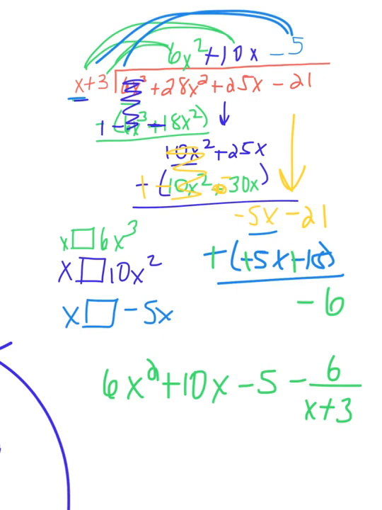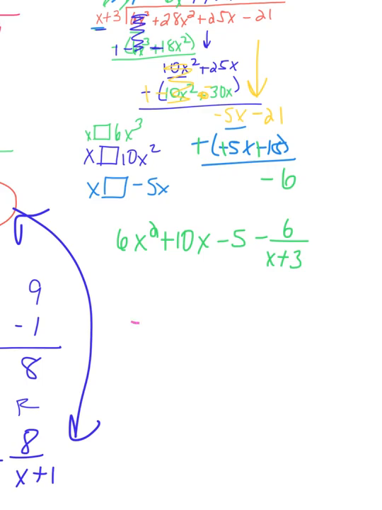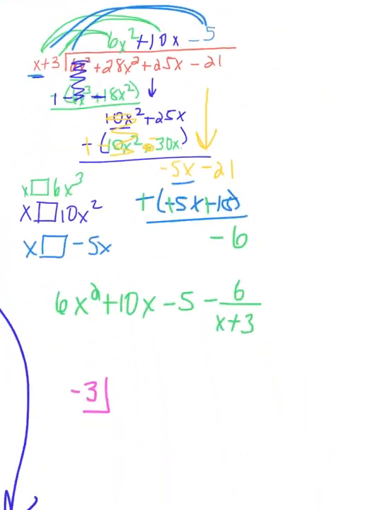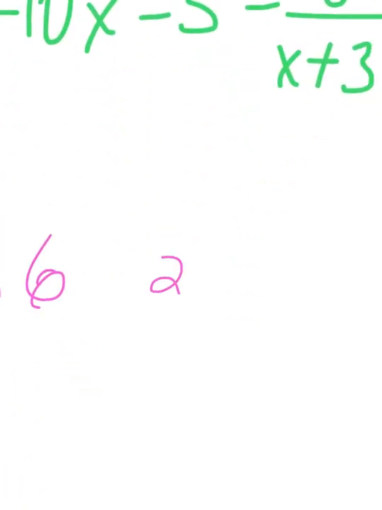And how can I check that? Synthetic division. So what's going to go in the corner? Negative 3, right? And what are my coefficients? 6. 28.